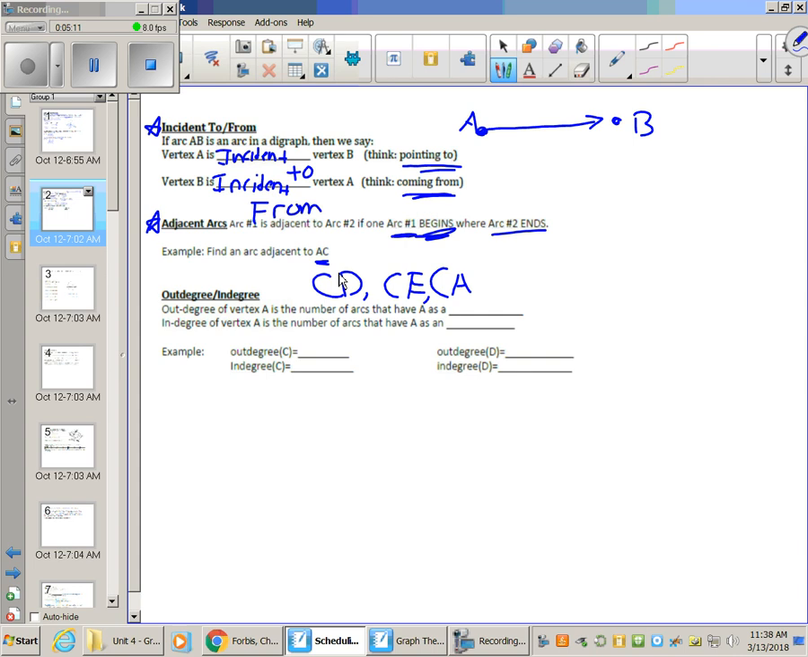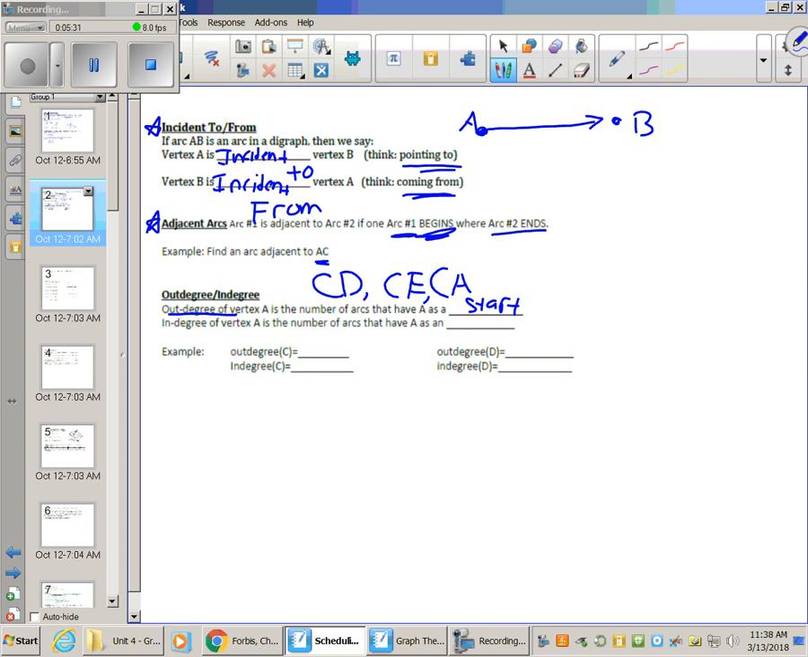Okay. It's also important to know what out degree and in degree are. Okay, so we still have degree in digraphs, but it's kind of broken up into two categories. Out degree of a vertex is the number of arcs that have A as a start.